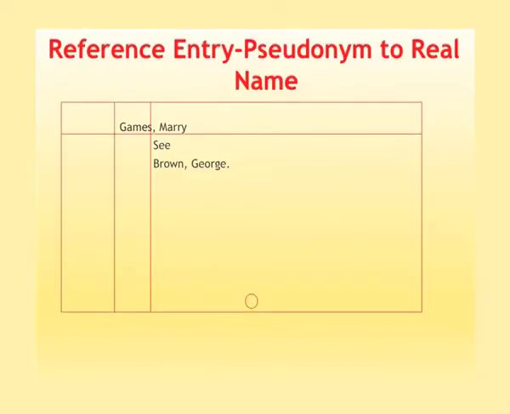Here Jem comma Mary, means Mary Jem is the original name of the author. So, we prepare the catalog like surname first, then forename after that. So, here Jem comma Mary, see Brown George. Why do we see Brown George? Because the main entry is being prepared under Brown George. You see, this is the main entry. So, main entry is under Brown George.